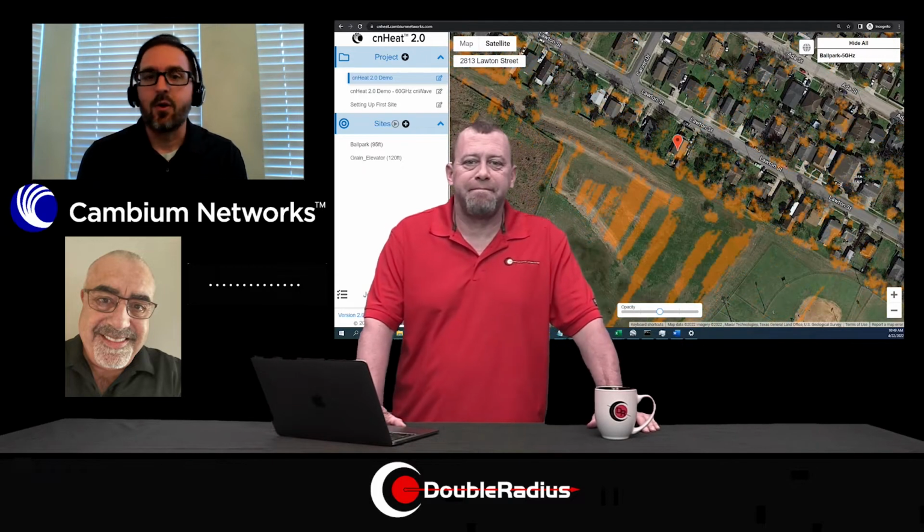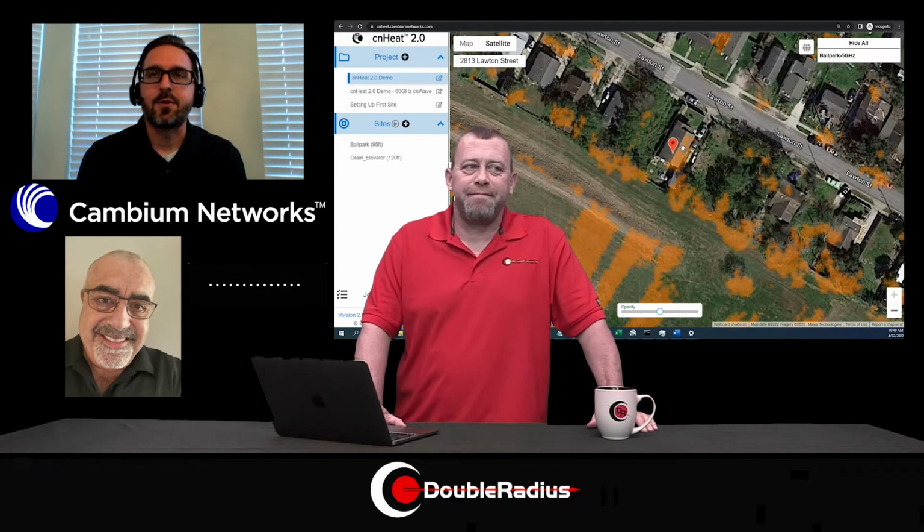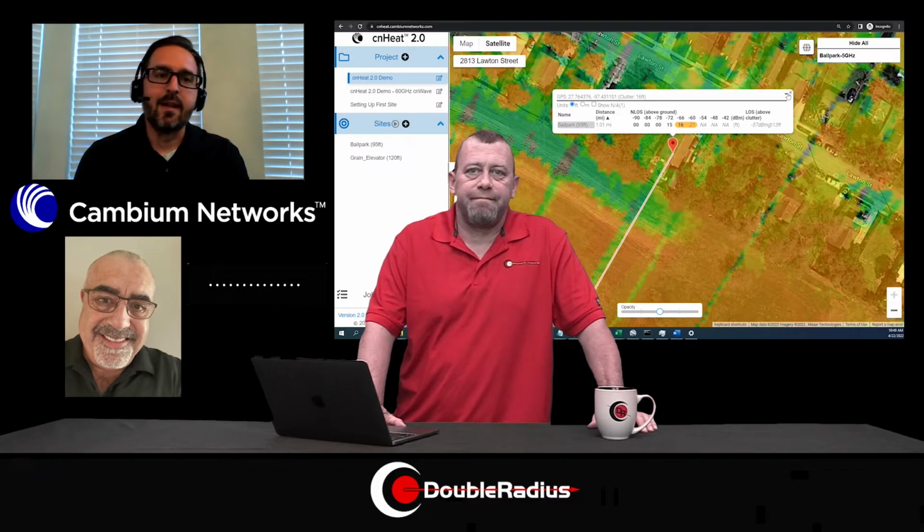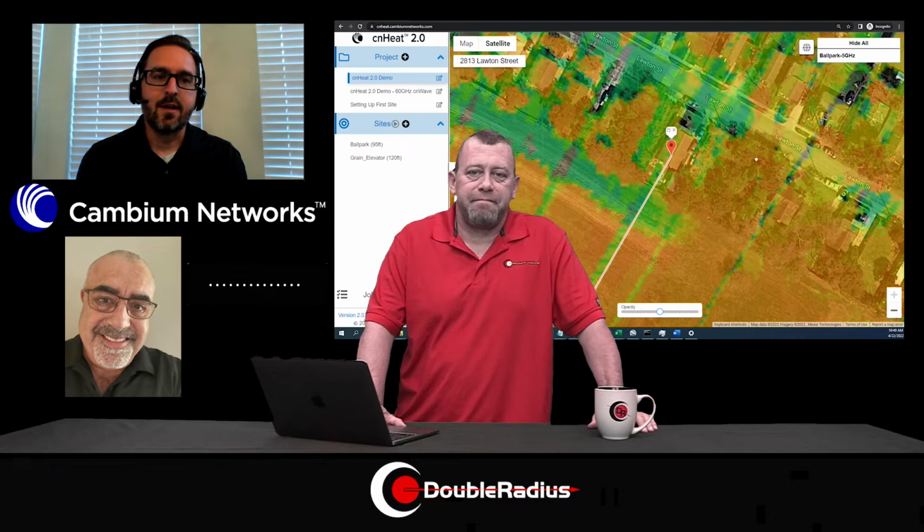And even a tree or a home or whatever it may be that's an obstacle or obstruction, we get to see that actually in the model. And so it lets us model in ways we've never been able to model before, with a really high level of accuracy and precision and confidence that we've not been able to do before.